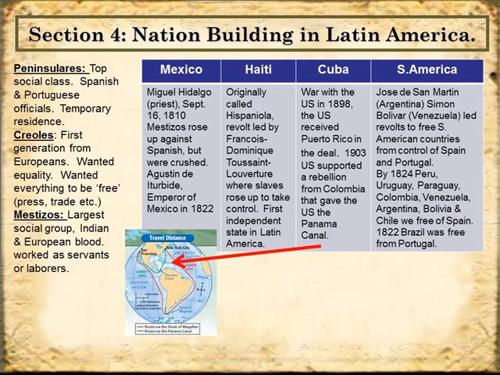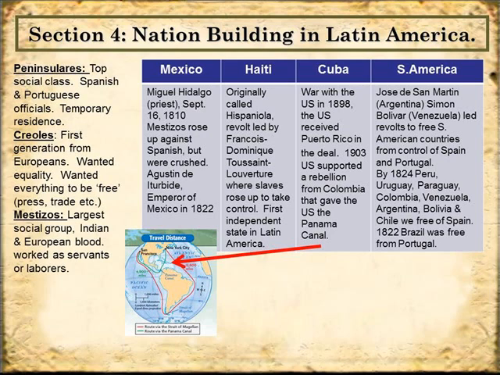Now, if you look across at the chart, it is Mexico, Haiti, Cuba, and then, of course, all of South America. In Mexico, we have Miguel Hidalgo, who is a priest, and on September 16th, 1810, the Mestizos rose up against the Spanish, but were crushed. Then Agustin de Iturbide became Emperor of Mexico in 1822.